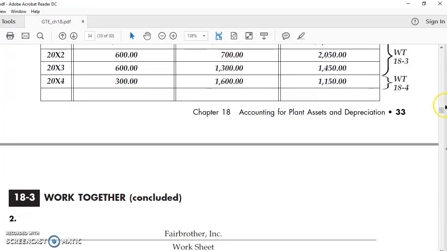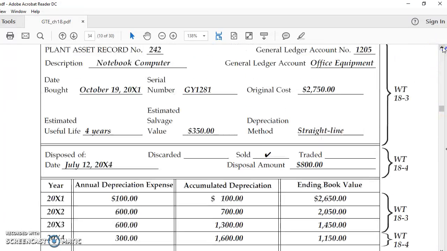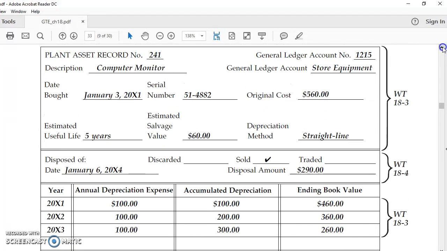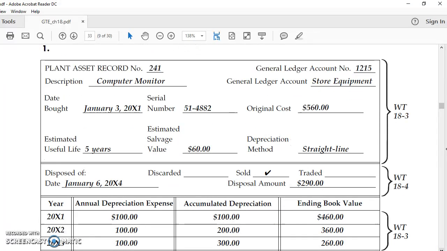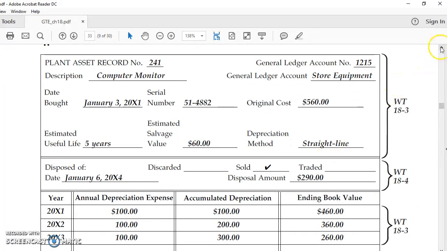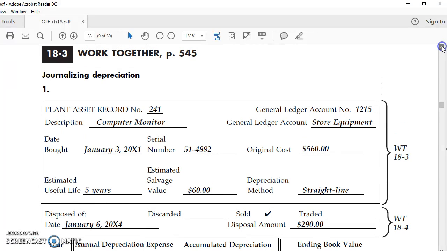This morning, what I would like to teach you is a plant asset record. It's not any new concepts, but it's a new look at what a plant asset record looks like. You're going to need to be in your textbook on page 545, and this is your workbook, page 33. You'll find the information to fill in all of this heading on page 545 for the work together.